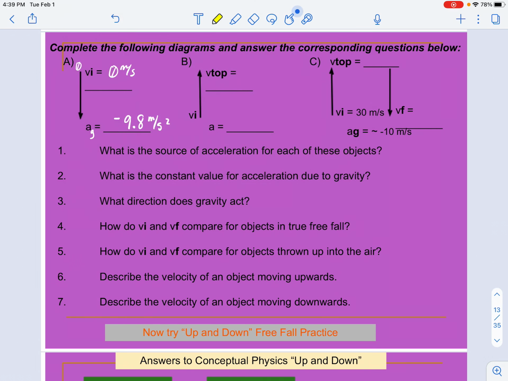When we look at our next example, we have an object that is thrown up into the air.